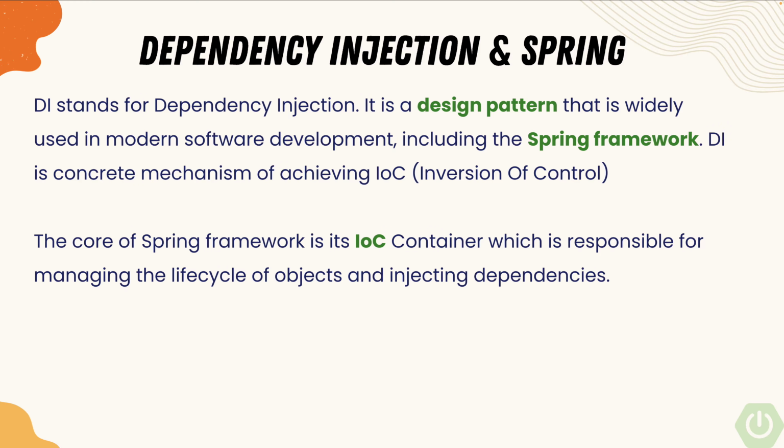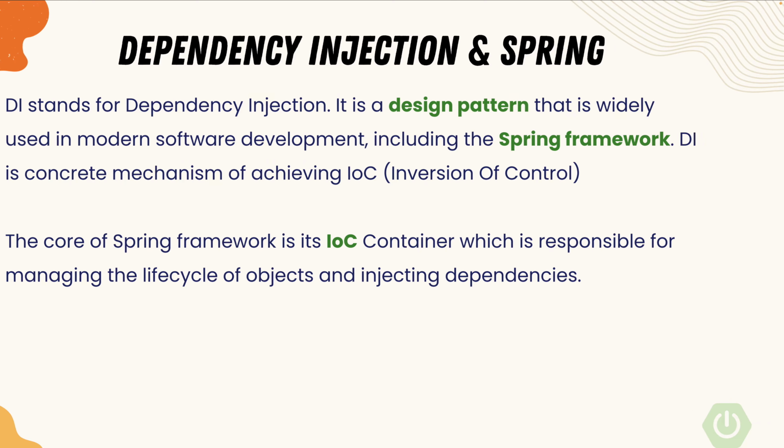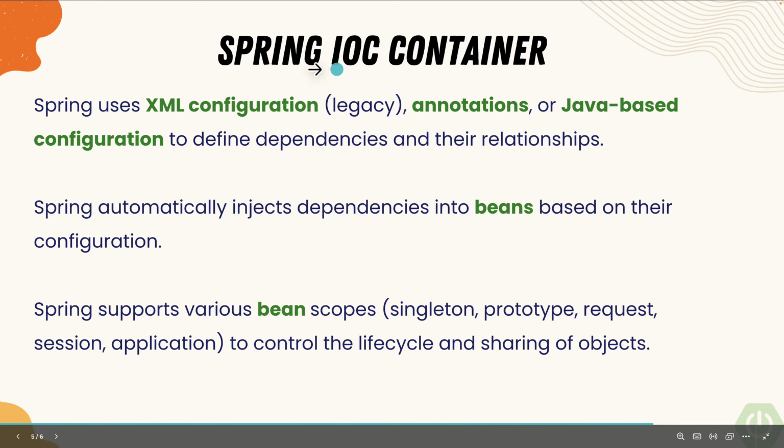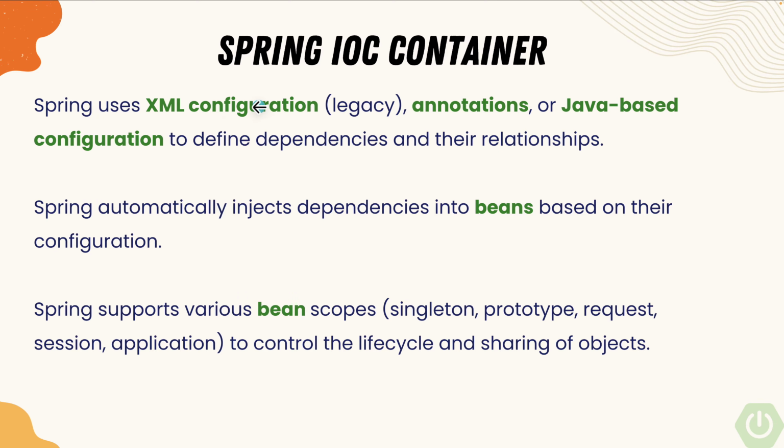But now you may ask, Karthik, how are we even going to achieve this, or how is Spring Boot really achieving this IOC operation? Well, Spring Boot uses XML configuration, annotations, or Java-based configuration to define the dependencies and their relationships in the code. And again, XML configuration is a legacy way of doing it, and we are not even going to touch that part in this particular course. But you can use the annotations or Java-based configuration to make the Spring IOC container operate. And once you do that, Spring is going to automatically inject the dependencies into beans based on their configuration.